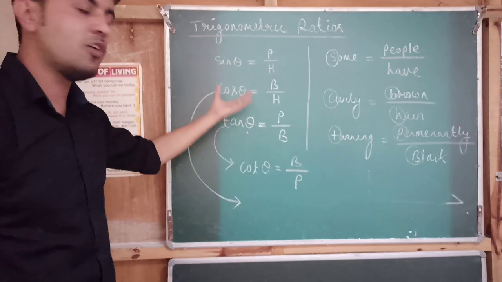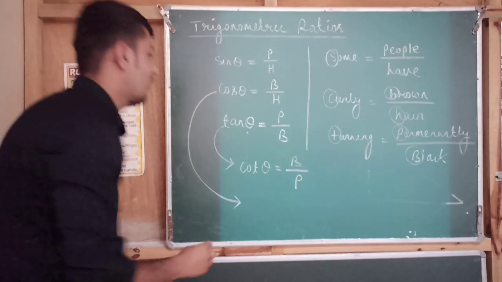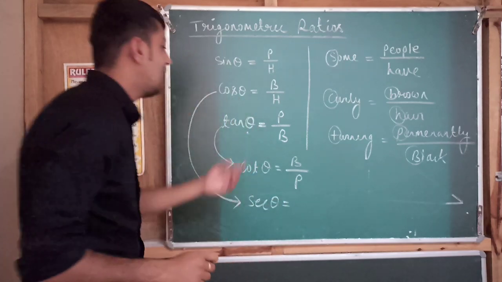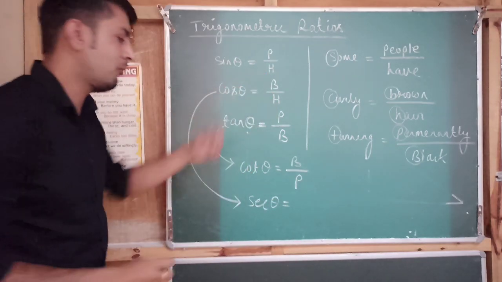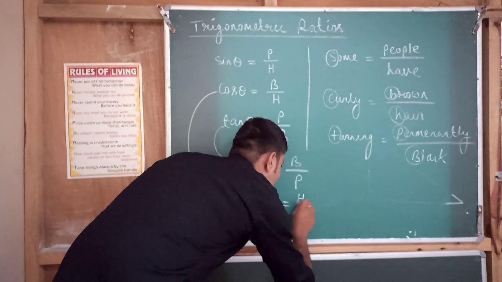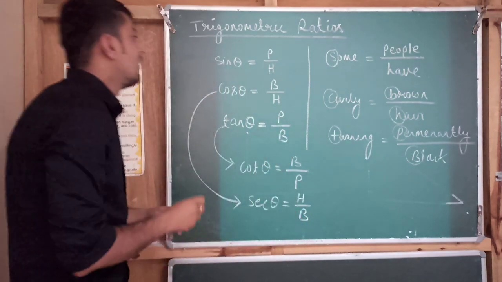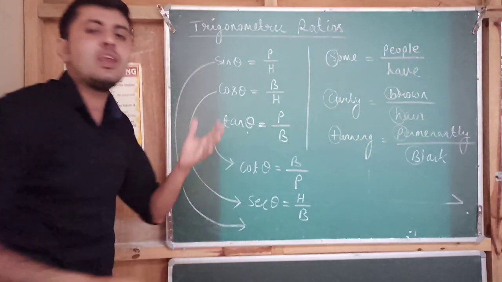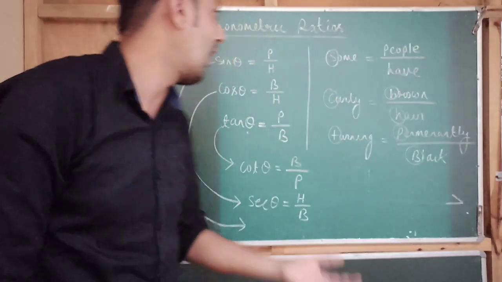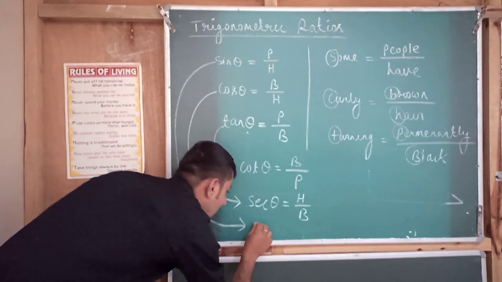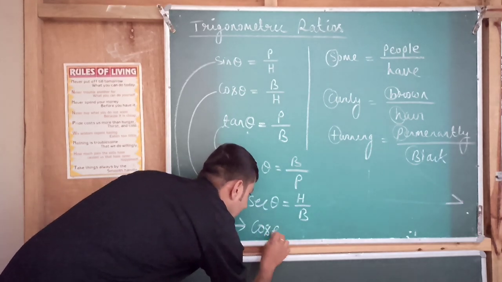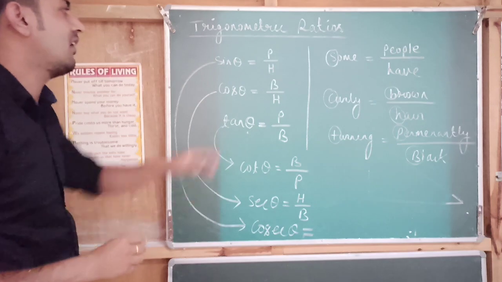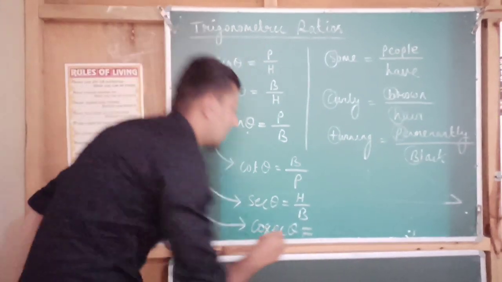What you will be getting? You will be getting your sec theta. So what will be your sec theta? Your sec theta will be H by B. Then you take the reciprocal of sine theta. When you take the reciprocal of sine theta, you will be getting cosec theta. So what is your cosec theta? Your cosec theta will be H by B.